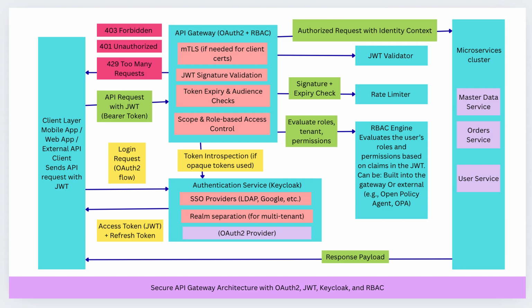Then we have an optional token introspection. The process here is that in some systems, tokens are opaque and they're not JWTs. In those cases, the API gateway will call POST /introspect to Keycloak, passing the token for validation.